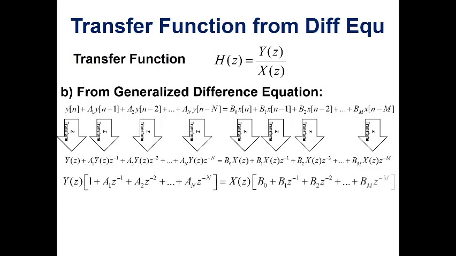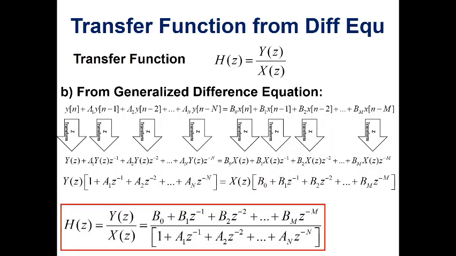We could still factor out the x of z from one side, the y of z from the other, and create that ratio. H of z is y of z over x of z, and it must always have the same form. It's the left-hand side of the standard generalized difference equation without the x of z's, those removed, and in the denominator, the right-hand side of the difference equation with the y of z's removed. And so it will always be the difference equation coefficients with the b's in the numerator, the a's in the denominator, and a polynomial in powers of z.